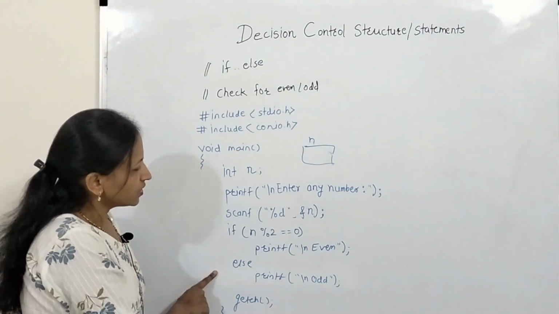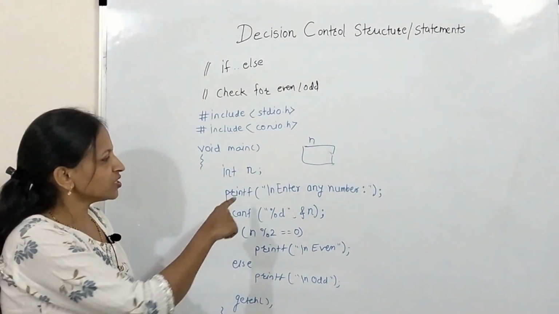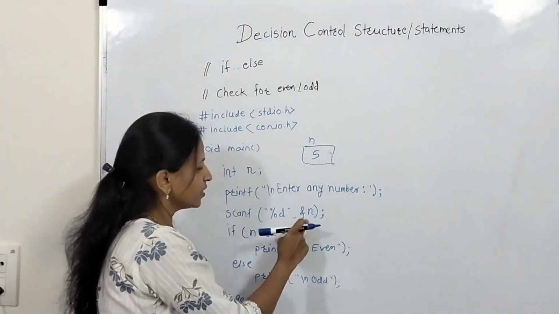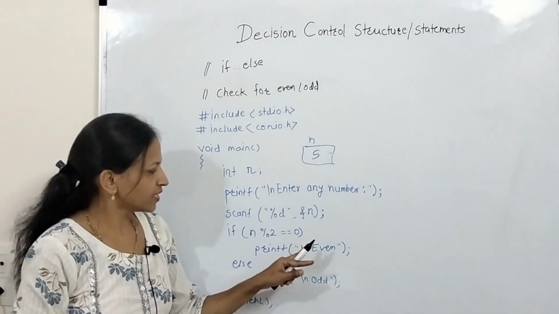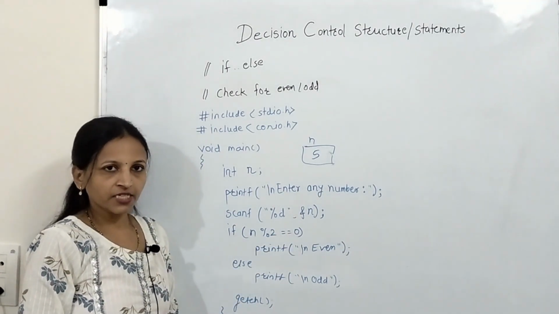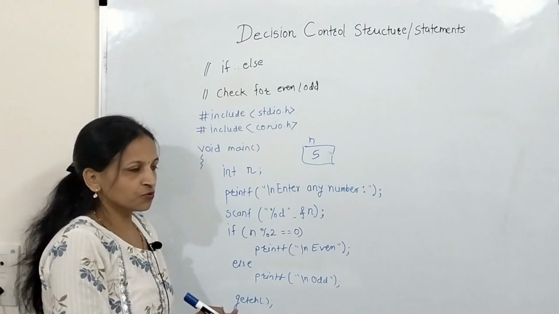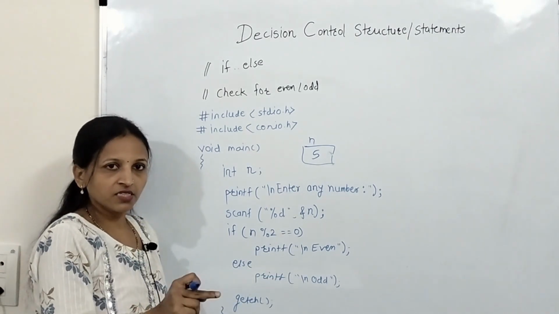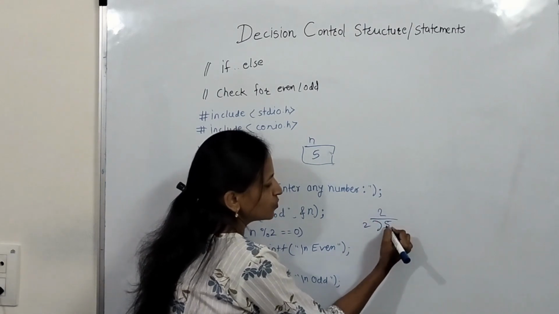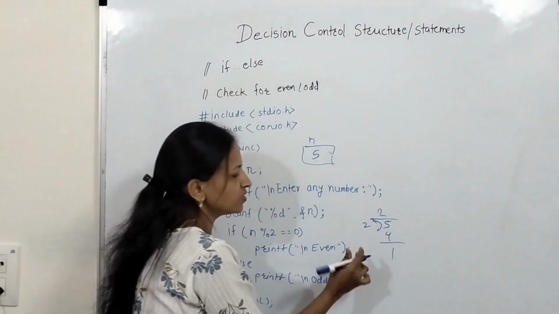Now see how it will work. First the user will enter a number. Suppose the user has entered 5 here, that will get stored inside that n. Here 5 modulus 2 is equal to 0, it will check for equality. 5 modulus 2 is nothing but 1. The result will be 1. How? See, 5 modulus 2, 2 twos are 4, the remainder is 1. In this way it will work.